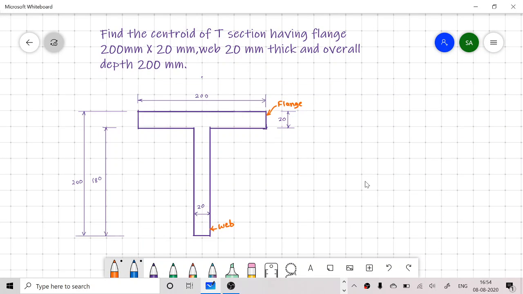Dear student, today we will see how to find the centroid of a T section. For that, we will consider one problem.